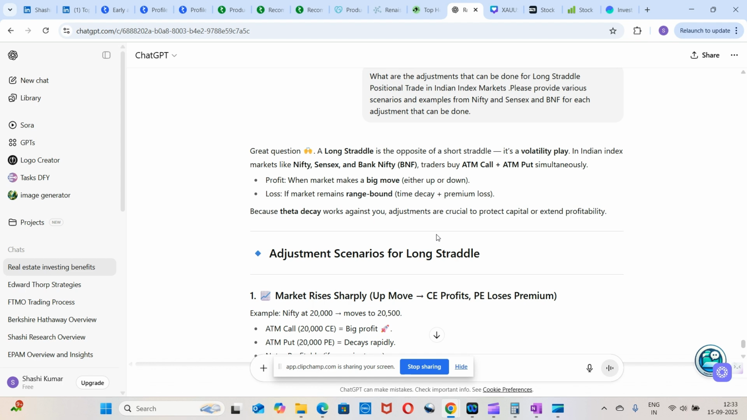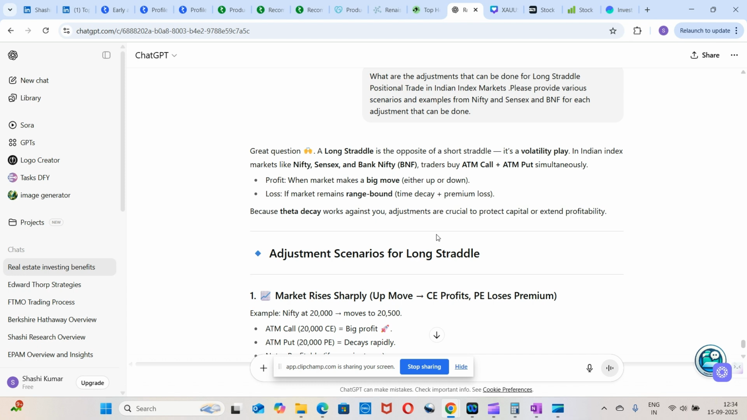The only place where this strategy will fail is when there is no momentum in the market. If the market becomes range bound, then this strategy will fail. So it's a purely volatility play, and you're not directional here. You're still non-directional, and you're just assuming that there will be volatility. You don't know which direction the volatility will be. That's when you take this long straddle.